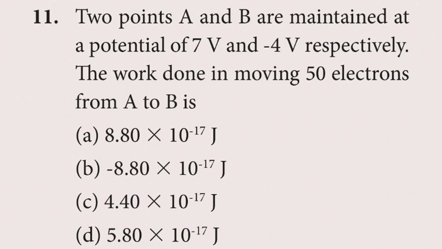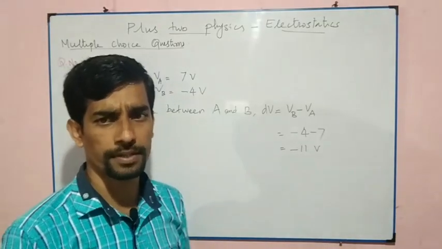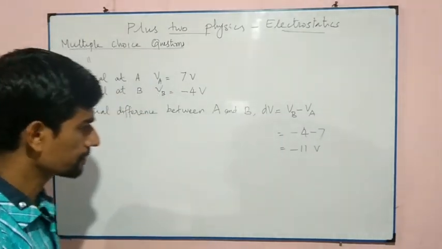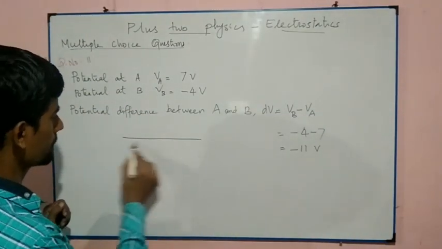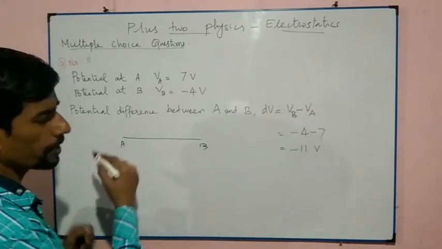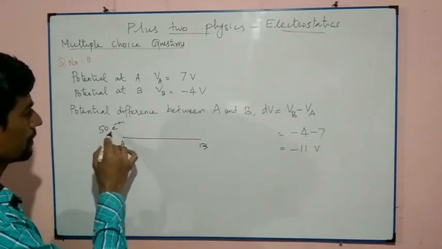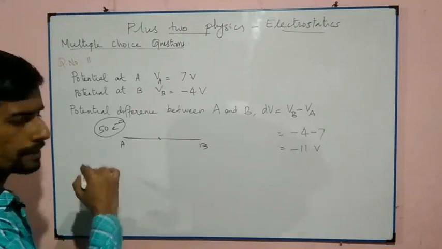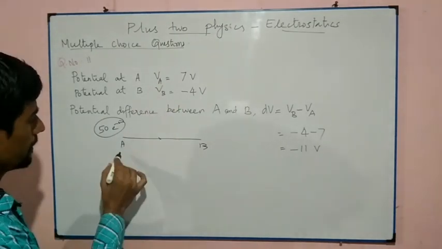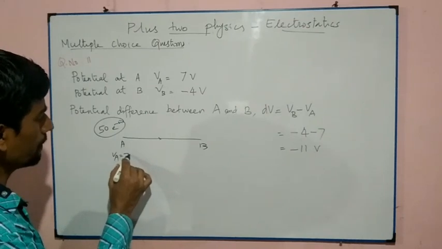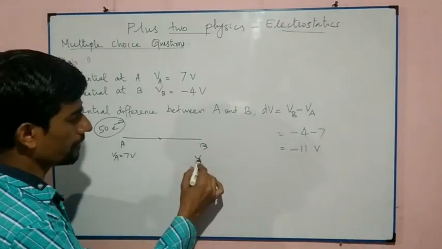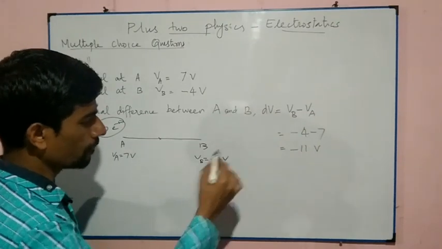Here the question is to find the work done in moving a charge of 50 electrons from point A to point B. So let us consider 2 points. This is point A and this is point B. We are supposed to move 50 electrons from point A to point B, and the potential at A is given, that is potential at A is equal to 7 volt, and potential at B is equal to minus 4 volt.